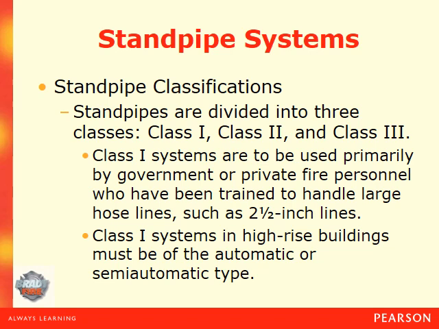Standpipes have several classifications: Class 1, 2, and 3. Class 1 systems are to be used primarily by government or private fire personnel who have been trained to handle large hose lines, such as a 2.5-inch line. Class 1 systems in high-rise buildings must be of the automatic or semi-automatic type.